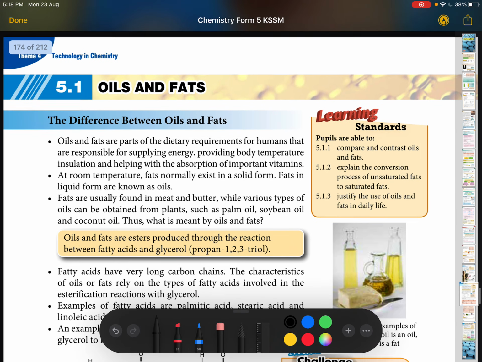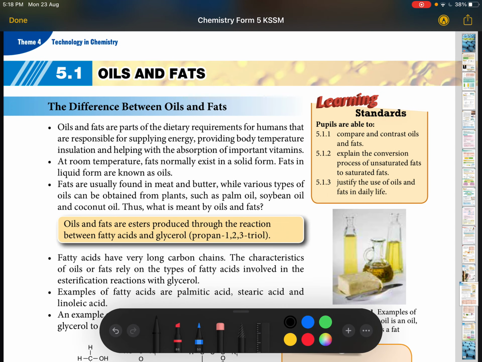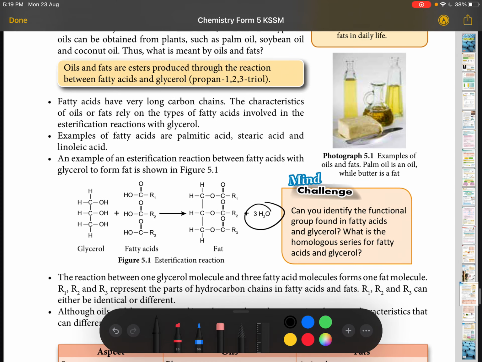So the first topic is oils and fats, and I think this is the most important one. First of all, oils and fats are esters. They're both the same type, and oils are just liquid fat. So they're all esters, and the esters are produced from the reaction between fatty acids and glycerol. Glycerol is also known as propane-1,2,3-triol. No need to know that, I guess. But fatty acids plus glycerol produce fat and 3 water molecules. Here, you have to mention the water molecules. You have to remember that one.